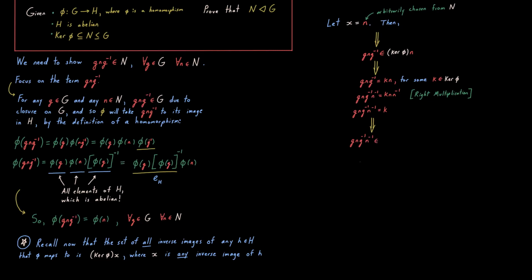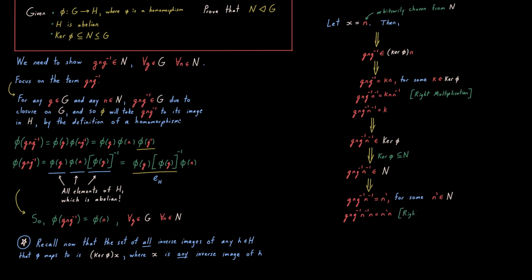And now this implies that g n g inverse n inverse is a member of the kernel. And now we can employ that third assumption more specifically. Kernel of phi is a subset of N, so g n g inverse n inverse has to be a member of N. Phrased another way, g n g inverse n inverse equals n prime for some n prime in N.